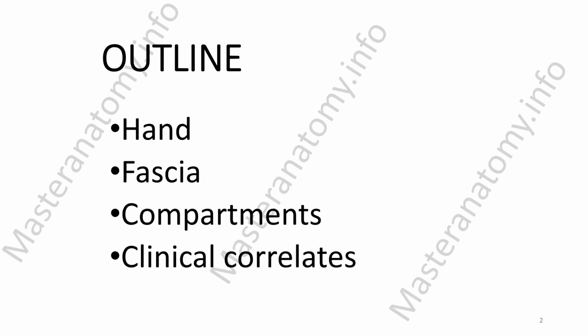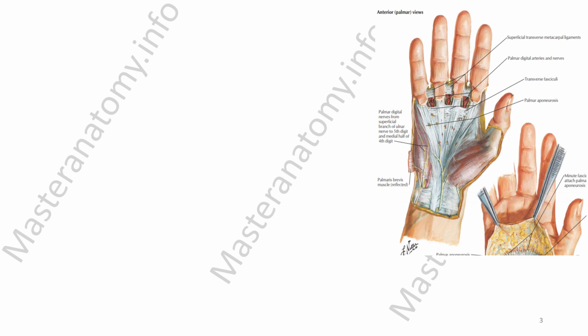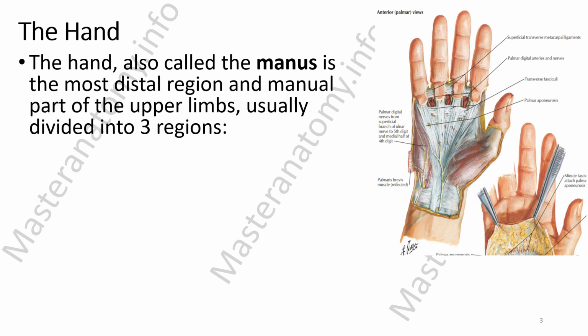The outline we'll go through is the hand, the fascia, the compartment, and some clinical correlates. So the hand, being the most distal region of the upper limb, is also called manus, and I believe it has something to do with it being the manual part of the upper limb.